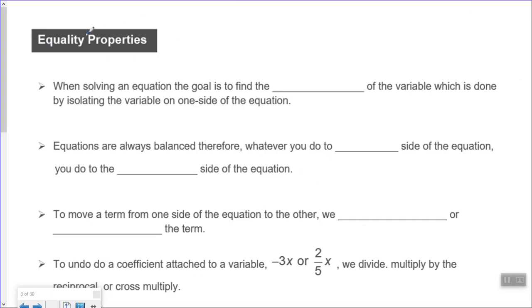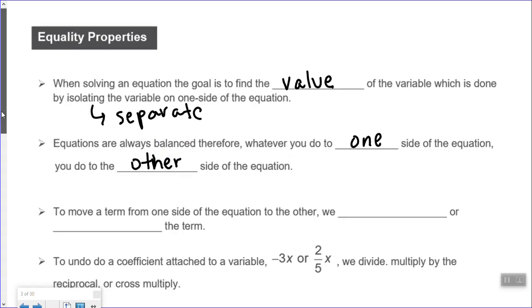Okay, next question. Equality properties. Next page. When solving an equation, the goal is to find the value, actual number, of the variable, which is done by isolating the variable on one side of the equation. Isolating is separating. Means separate. Equations are always balanced. That means left side is the same as the right side. Whatever you do to one side of the equation, you do to the other side of the equation.